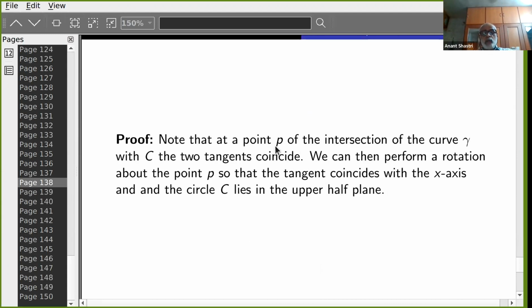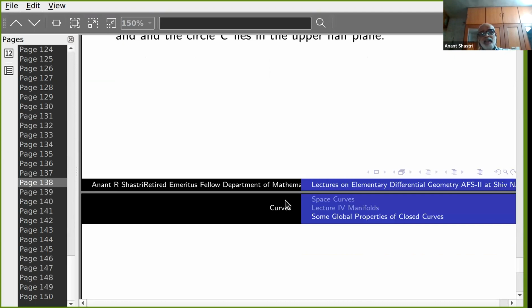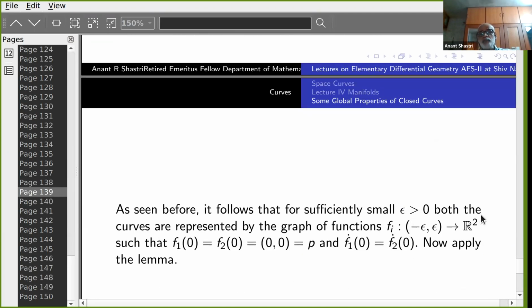At the point P, the intersection of the curve C and gamma, both tangents coincide. You can then perform a rotation about the point P so that the tangent coincides with the x-axis, and the circle lies in the upper half plane. As before, for sufficiently small positive epsilon, both curves are represented by graphs from minus epsilon to plus epsilon to R, such that F1 of 0 equals F2 of 0, which is 0, 0, P. I am assuming P is 0, 0.